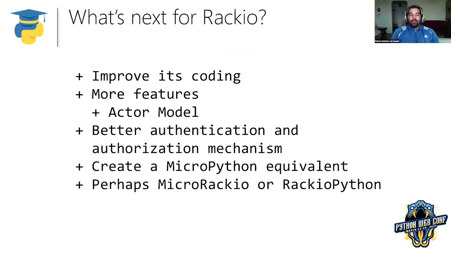Well, we want to improve its coding. This is a work in progress, and we have put a lot of effort into it. We want to include more features, or more tools, so you can define custom systems. And the actor framework is another mathematical concept that we want to include in Rackio. We want to improve the authentication and the authorization, because you have this industrial application and only a small group of persons should be able to access this application.